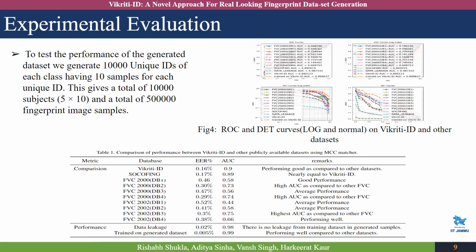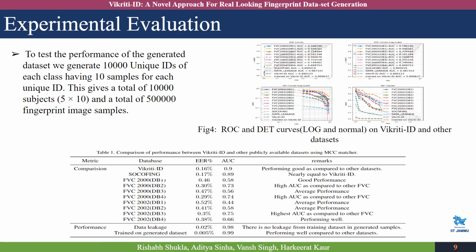Okay, so how do we evaluate whether our work is performing well? As you can see in figure 4, we have some ROC and DET curves. Here we compared the data we generated with our Vikriti-ID against other publicly available data sets. As you can see, we use FVC and SOCOFing for that. We also check for data leakage. We also check the usability of the model by training some other model with the data set generated by Vikriti-ID. So you can see the model is performing well compared to other data sets available in the research community.